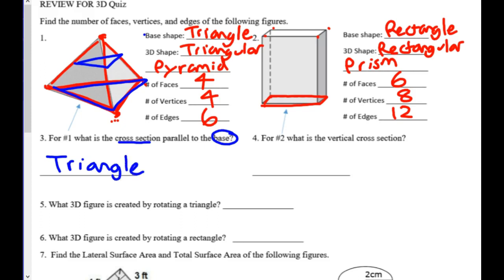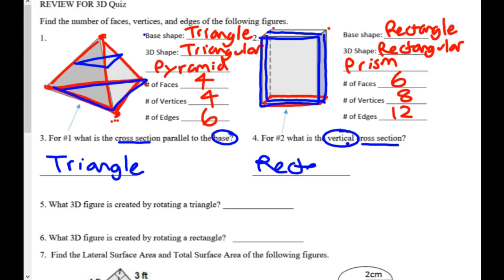Number 2, what is the vertical cross section? Keyword, vertical, right? So we are not going to look at the base this time, okay? It might coincidentally be the same, but we don't care about the base. We care about the vertical. So you want to think, what shape do I see? If I'm looking at it straight on, vertically up and down, what do I see? So I see right here a rectangle. So if I were to cut it in half, like down the middle, for some reason, I would still have a rectangle, right? So again, vertically means straight up and down.